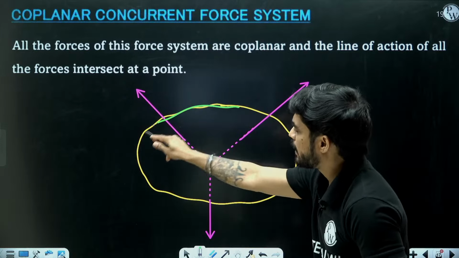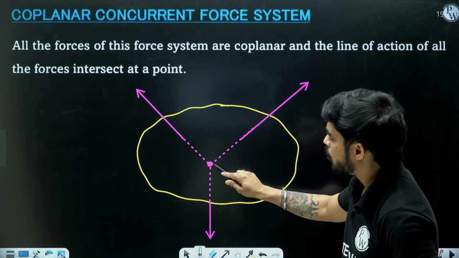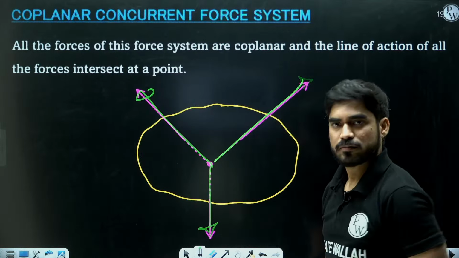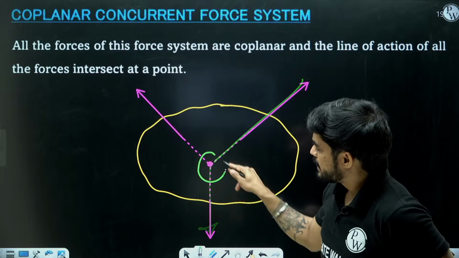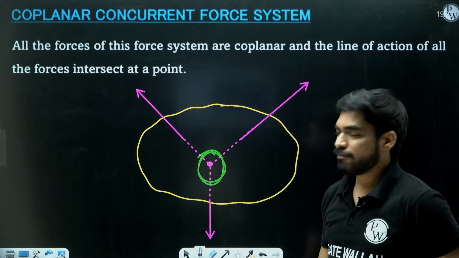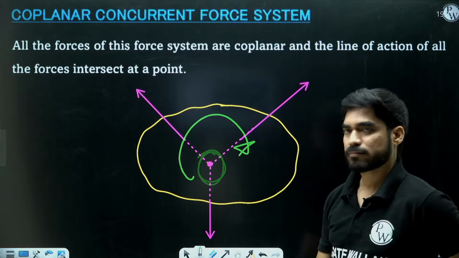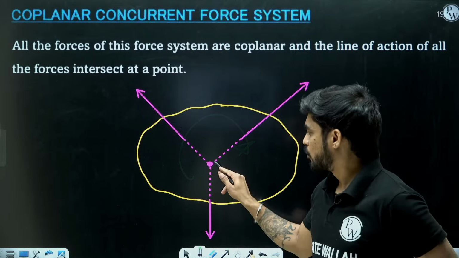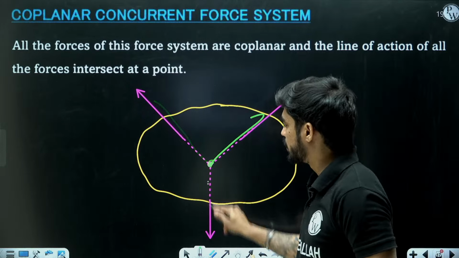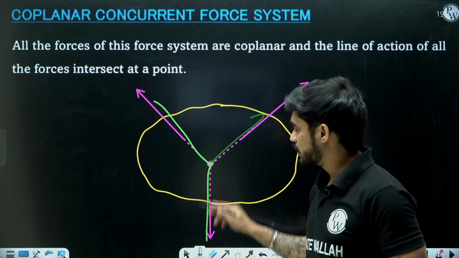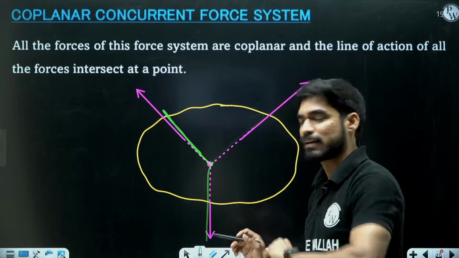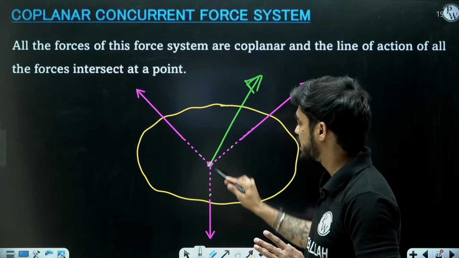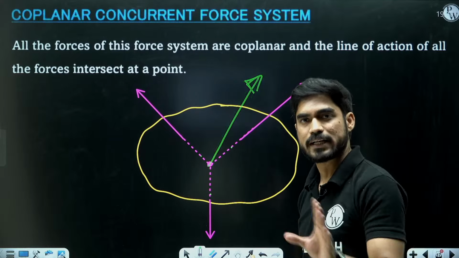In a coplanar concurrent force system, you can see that all the forces are passing through a single point. Now, if all these forces are passing through a single point, will they create any moment? Can they create any moment? No. If I take moment about this point, all the forces are passing through it only. Their moment will become zero. So these three forces, if I replace them with a single force, I will get only a force. If I calculate the resultant of these three forces, I will get only one force. I will not get any moment.